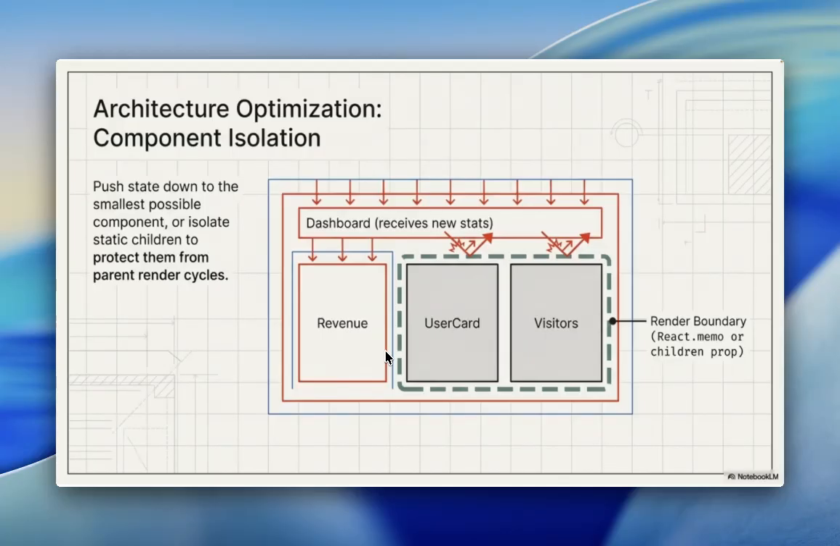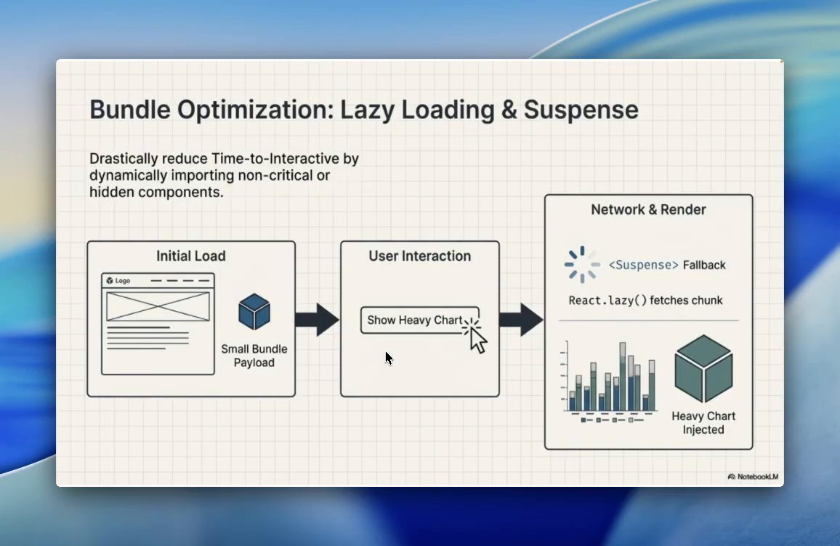Architecture optimization: component composition. Push state down to the smallest possible component, or isolate static children to protect them from the parent render cycle. Dashboard receives new stats, revenue, user card, visitor, render boundary, React.memo or children prop.